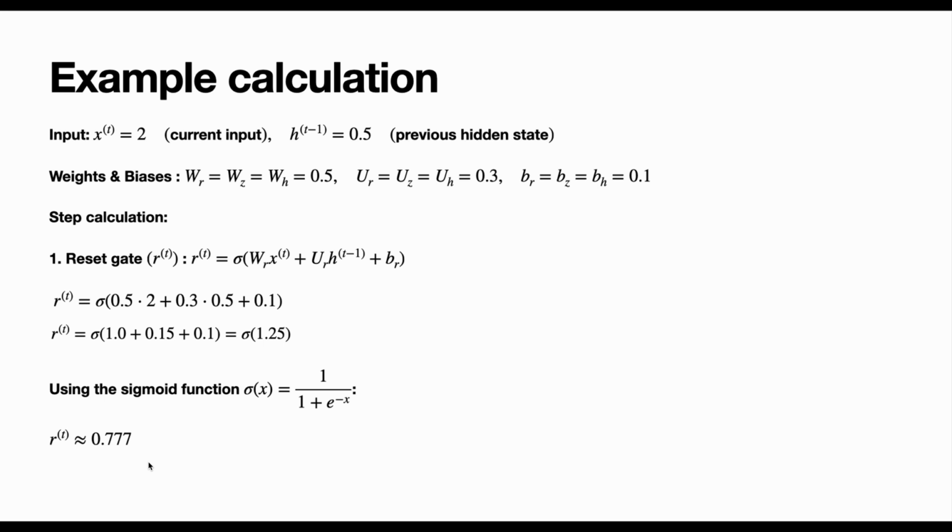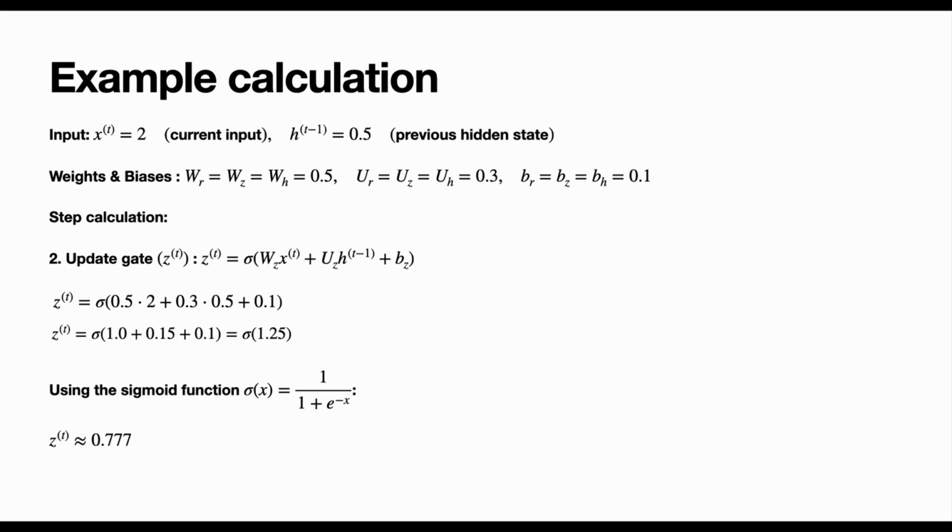This means about 77.7% of the past information is considered relevant and will be used in further calculations. The reset gate helps the GRU focus on important past details while ignoring irrelevant information.